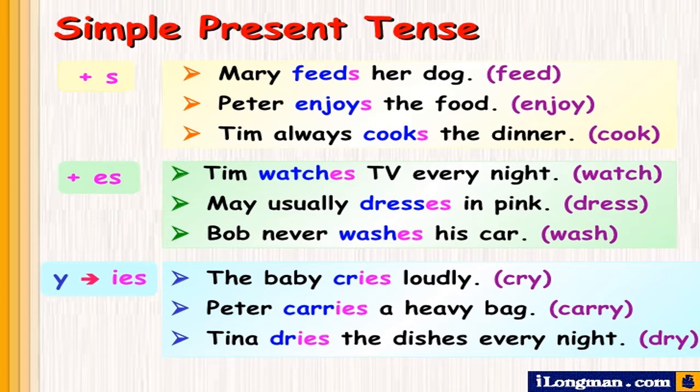Number 3, Tim always cooks the dinner. The main verb here is cook. How can I deal with this? I will just put the letter s at the end of the verb. So Tim always cooks the dinner. Okay, the second case, adding es. Number 1, Tim watches TV every night. The main verb here is watch.